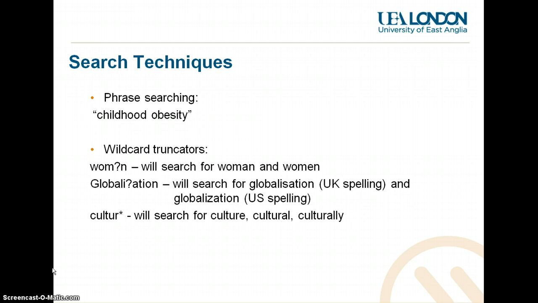You can also use an asterisk to search for multiple endings of a word. For example, culture with an asterisk will give you hits which include culture, cultural, and culturally. You will find a search techniques help sheet in the LRC and on the Moodle page to help you improve your search technique.